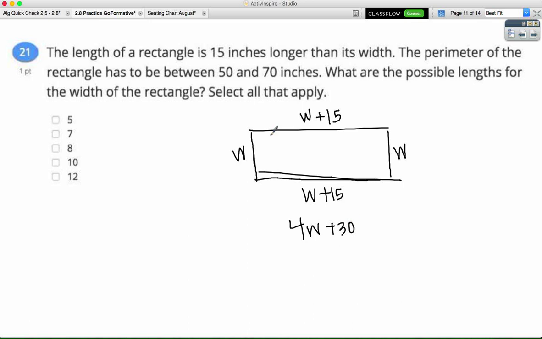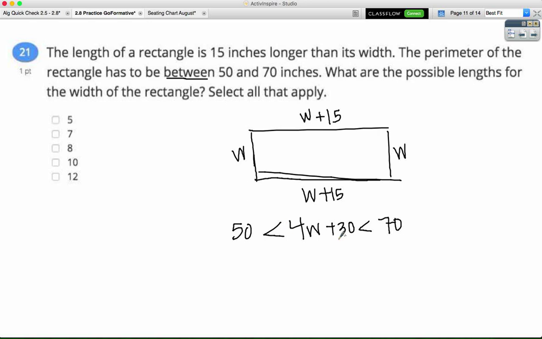And that has to be between. It doesn't say between or equal to, or between those numbers inclusive. So just between is going to be without the equal to sign. And it has to be between 50 and 70 inches. So now I have a compound inequality in the form of an and inequality.